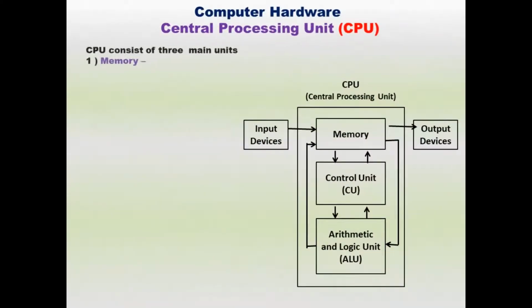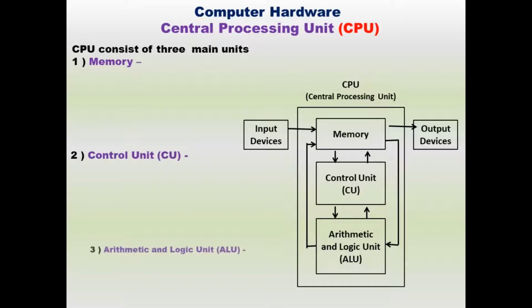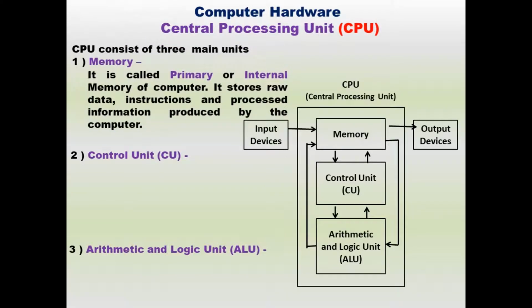CPU consists of three main units. First one is memory, second one is CU, that is called control unit, and third one is ALU, that is called arithmetic and logic unit. The memory unit of the CPU is also known as primary or internal memory of the computer, and it is used to store raw data, instructions and processed information, means result produced by the computer.